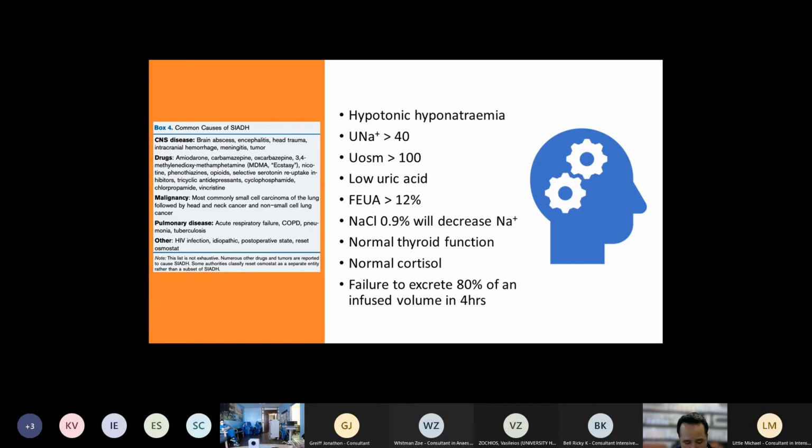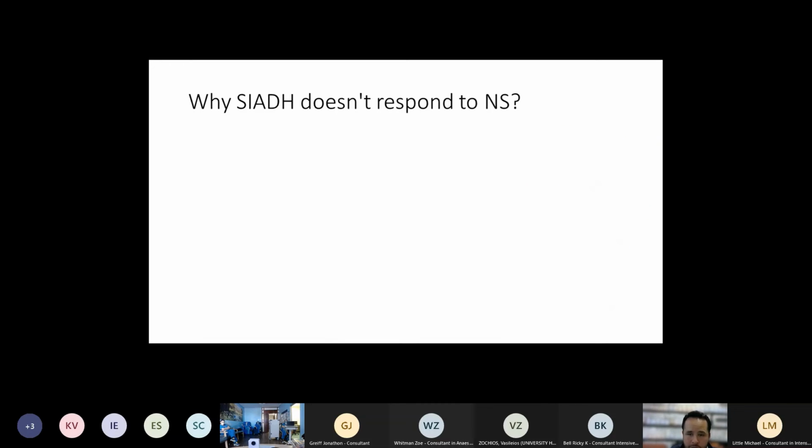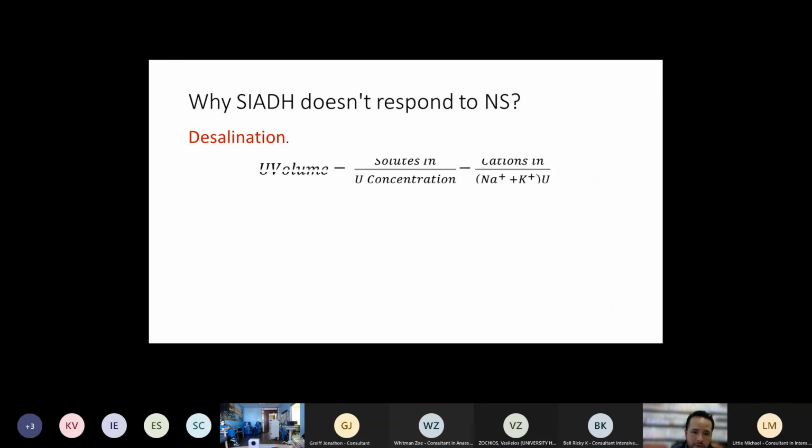There are many reasons to have SIADH, and I think the list can be longer. But just to remember, many drugs that we use, patients with pulmonary disease, patients with HIV, they can all get SIADH. Now, these patients don't respond very well to sodium chloride or normal saline, and this is because they have lost the ability to pass enough free water in the urine.